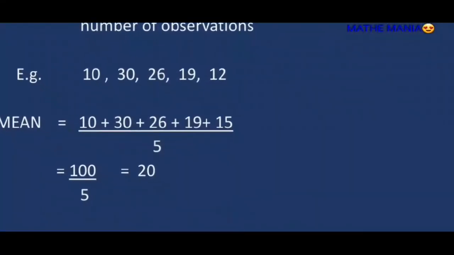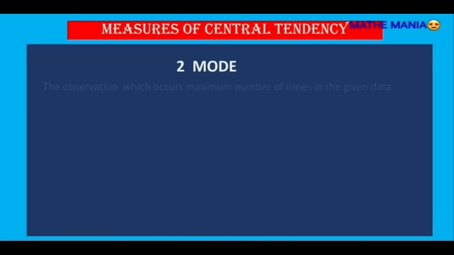Now here you can observe one thing, that the mean is coming 20, and in the given data, if you count, there are 3 values which are less than 20 and 2 values which are greater than 20. So this means the mean 20 lies in the middle of the data, and that is why it's a measure of central tendency. The next measure of central tendency is called mode.